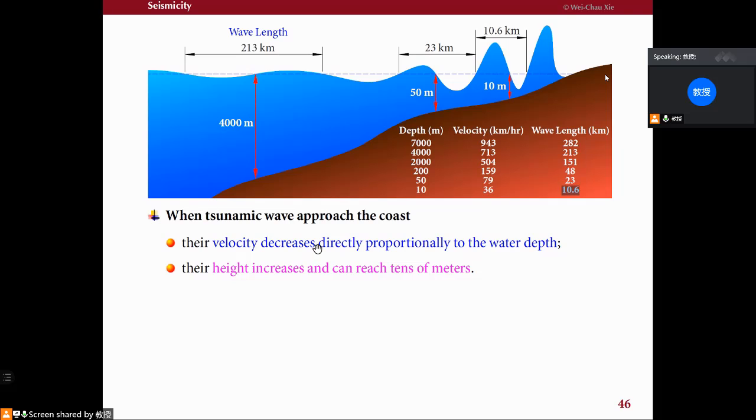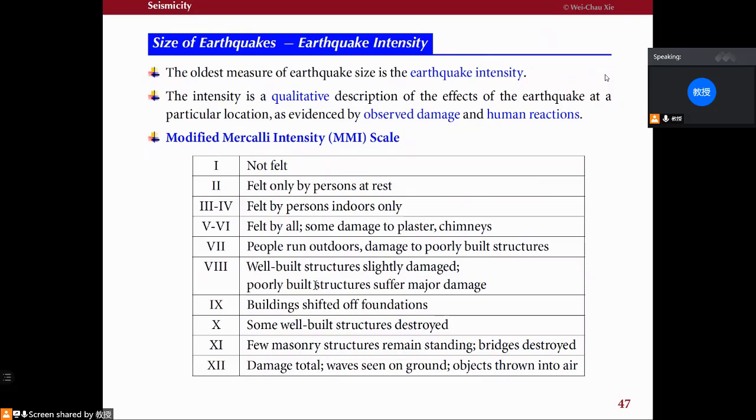Size of earthquakes. The oldest measure of earthquake size is the earthquake intensity. The intensity is a qualitative description of the effects of the earthquake at a particular location, as evidenced by observed damage and human reactions. So the oldest measure is the modified Mercalli intensity, MMI scale.